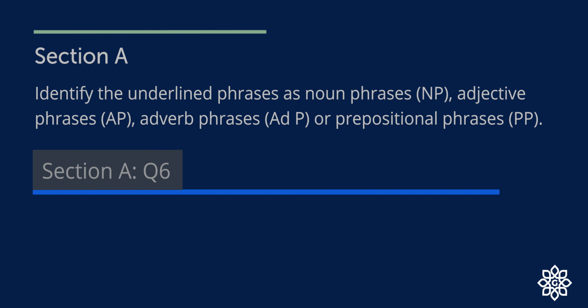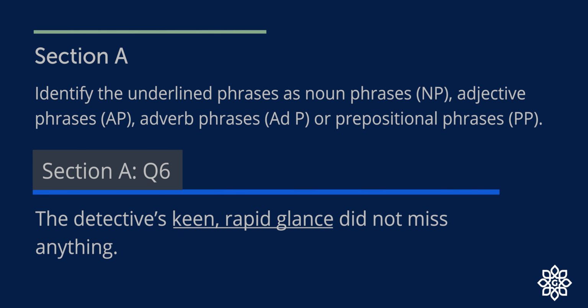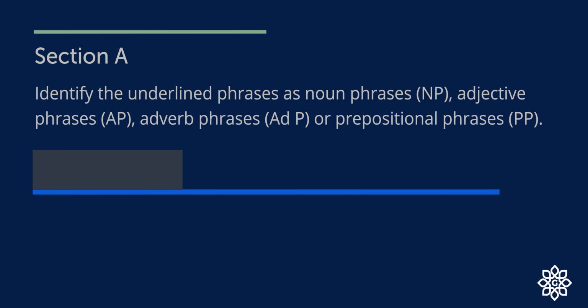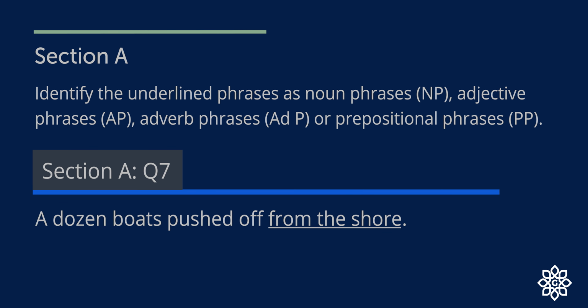Question number 6. The detective's keen, rapid glance did not miss anything. So this is an adjective phrase because it tells more about the detective. Question number 7. A dozen boats pushed off from the shore. So it tells where something took place. So this is a prepositional phrase.